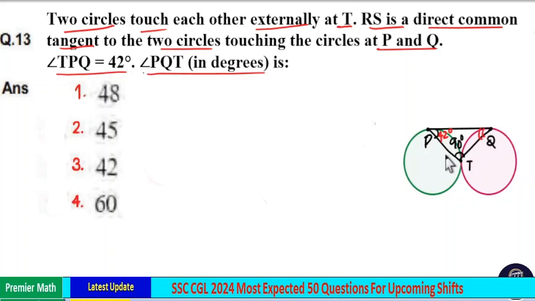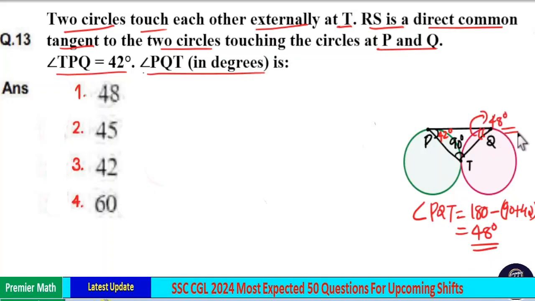Then, this angle is equal to angle PQT. Angle PQT is equal to 180 minus (90 plus 42), which is equal to 180 minus 132, that is 48 degrees. So here this angle is equal to 48 degrees.